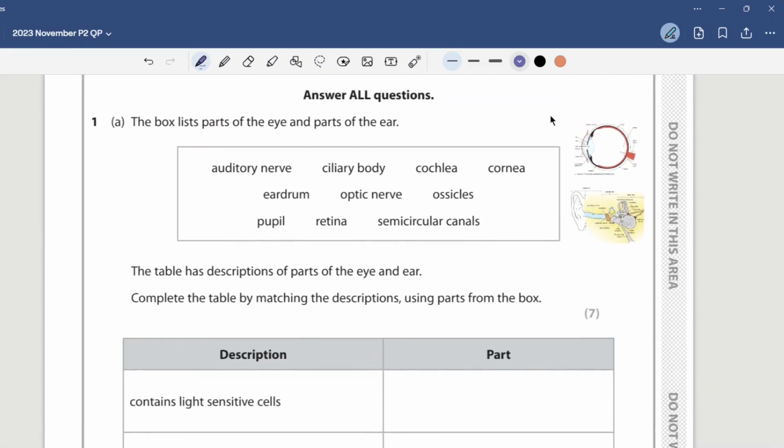Question 1. All right, question 1. The box lists parts of the eye and parts of the ear, and then we have a list of words there, and the table has descriptions for parts of the eye and ear. Complete the table by matching.